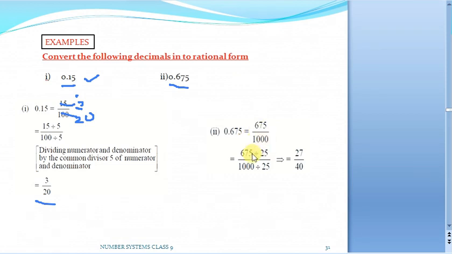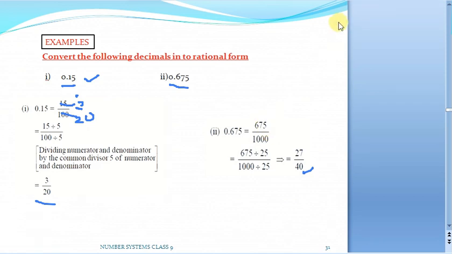Now to cancel it, you can find that 25 is common in the numerator and denominator. If you are not able to cancel with the big table, you can cancel with 5 simultaneously, 5 times, then 2 times, and you will get 27 by 40 as your answer. So this is how we can do it.